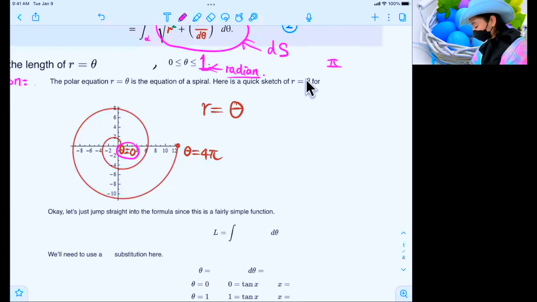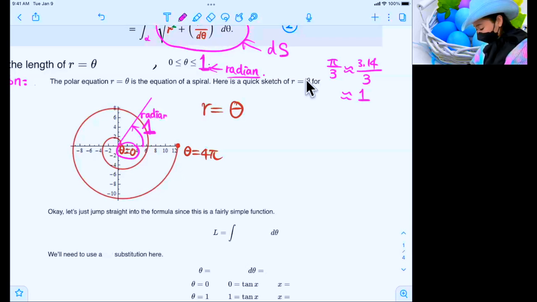Think about pi over 3. This is about 3.14 over 3, right? Is this about 1? So a radian of 1 is about pi over 3. So think about this angle here. It's about pi over 3. So we know where pi over 3 is. It's about this. So this angle here is radian 1, which is about pi over 3, about that.